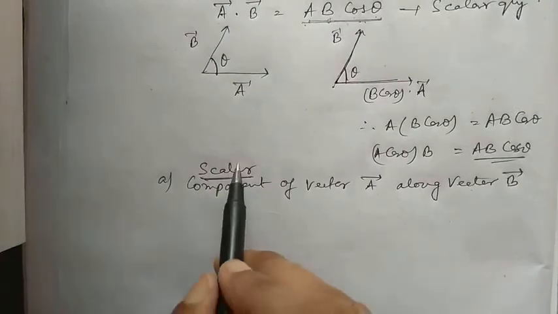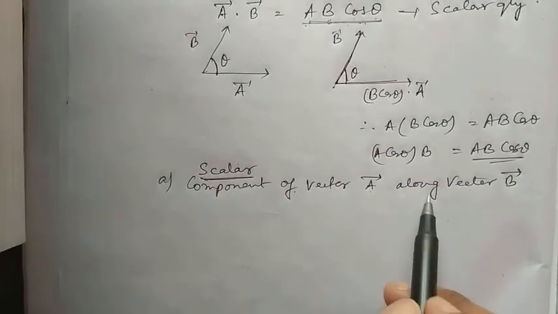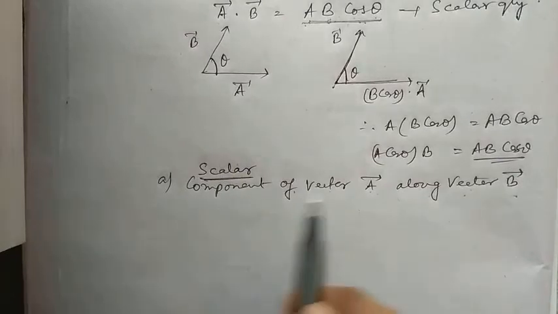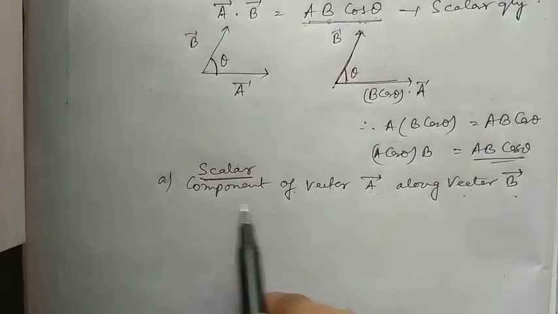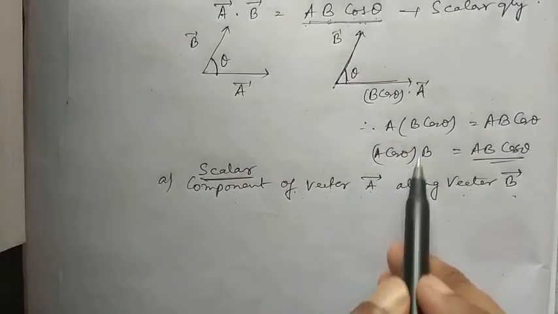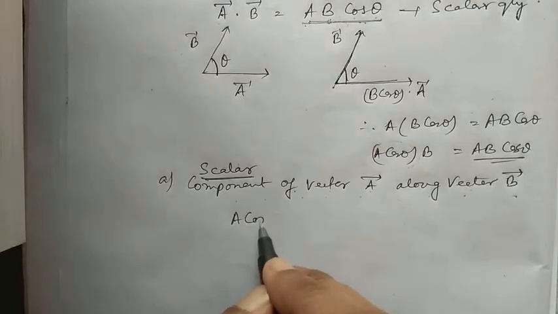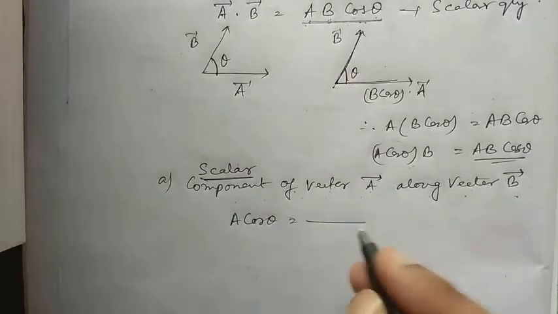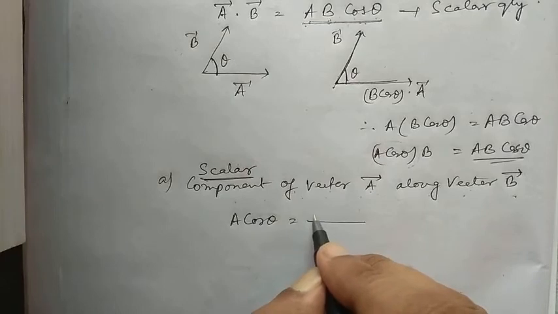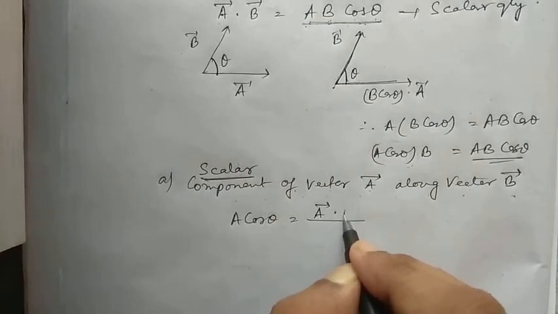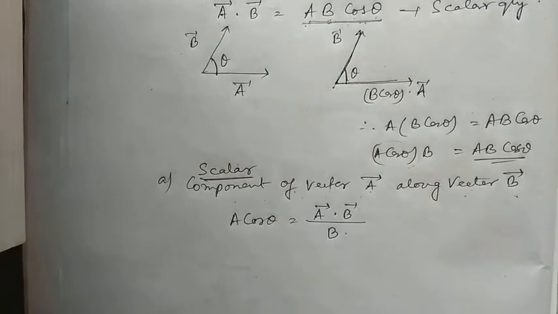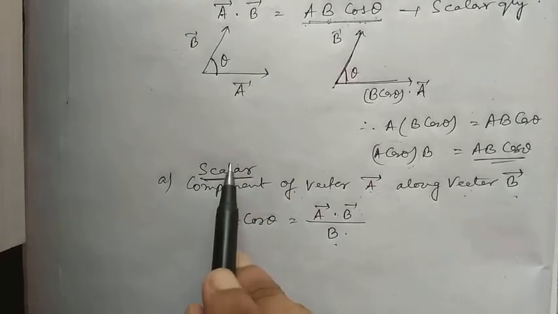So the scalar component of vector A along vector B. What is the scalar part? That is A cos theta. Scalar component of vector A, that is A cos theta. So A cos theta, we know, is equal to A vector dot B vector by B, the magnitude of B, because AB cos theta is equal to A vector dot B vector. Therefore A cos theta is equal to A vector dot B vector by B. This is known as a scalar component.